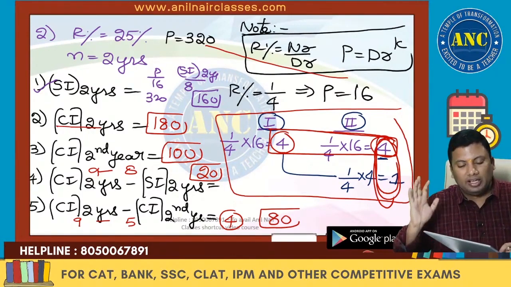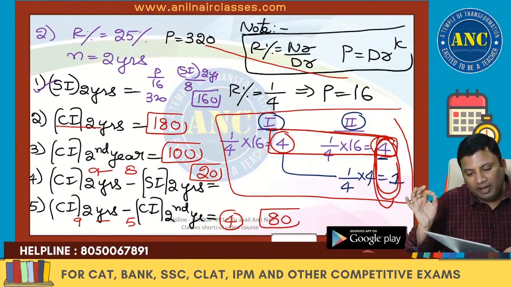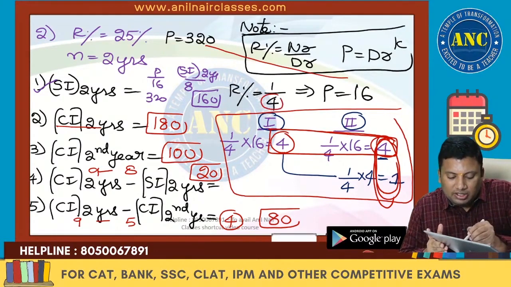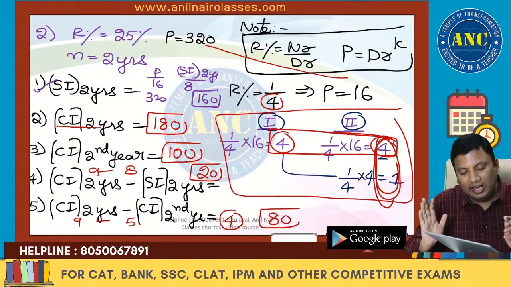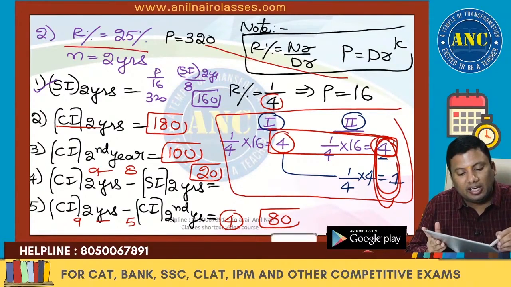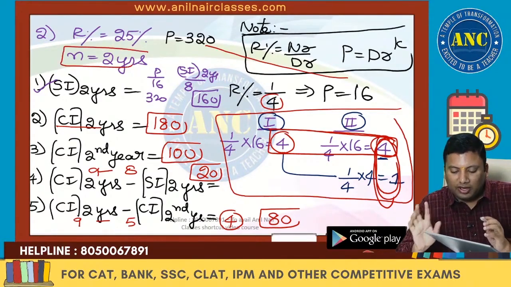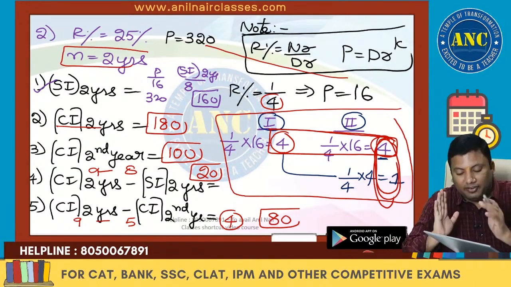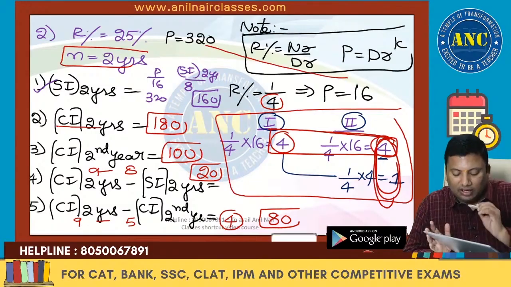Again, I am explaining it for the second time. 25% is 1 by 4. Principal is the denominator to the power k, where k is the time period. N is given as 2 years. 4 square is 16. So if P is 16, SI for the first year is 1/4 of 16.